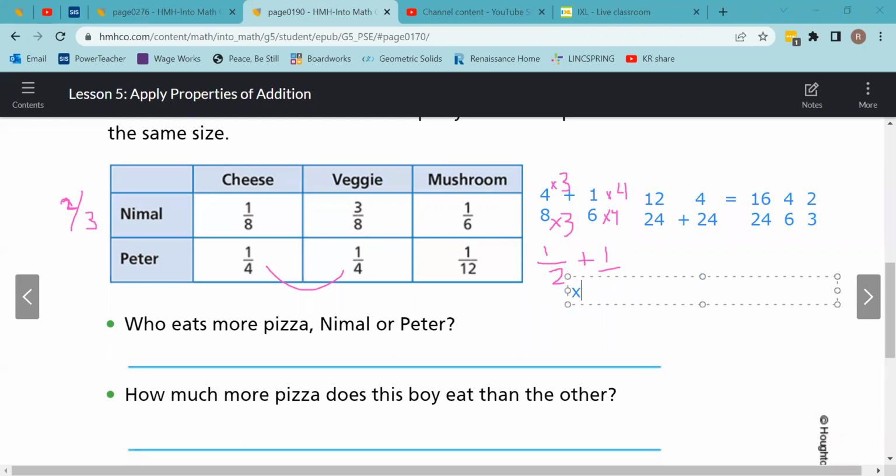So here we're going to use 12 as our denominator, times 6 times 6. And we end up with 6/12 or 1/2 plus another 1/12, which equals 7/12. Okay, now we're not really done yet, right? So Peter has eaten 7/12 of a pizza. So we've got to figure out different ways to do this now.